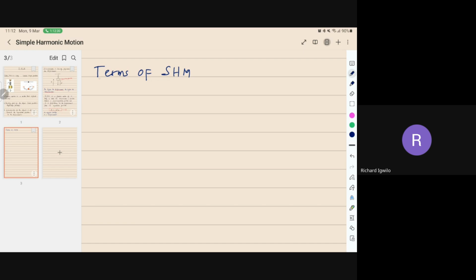Now, before I start writing anything, I want to use those images to actually explain what these terms are all about so that it will make more sense to us.